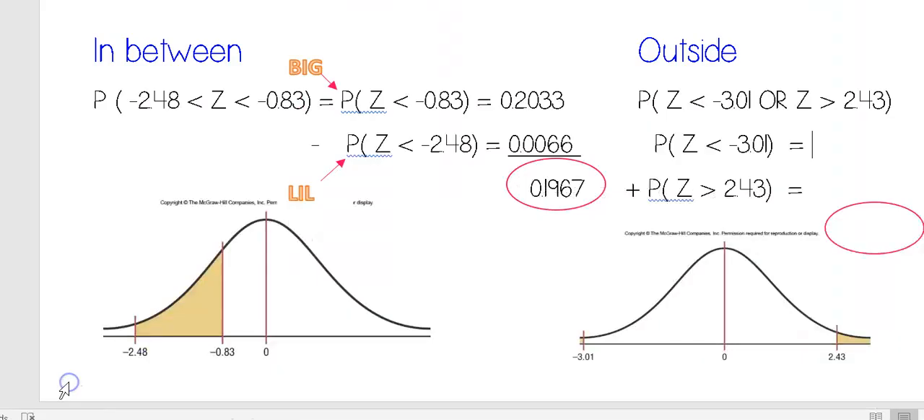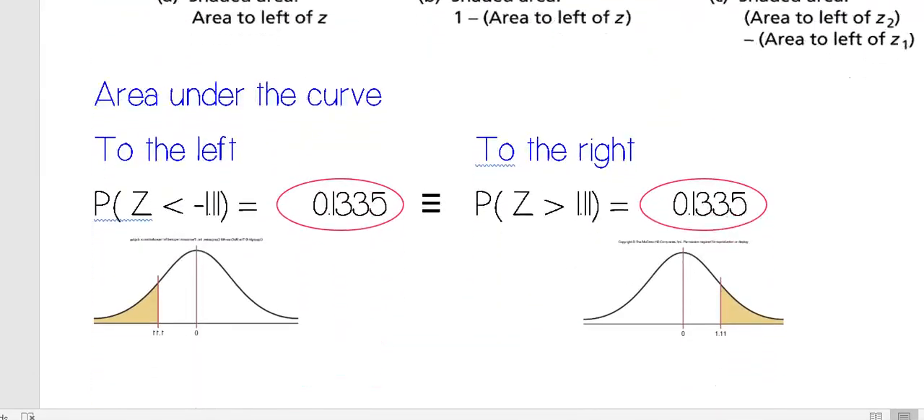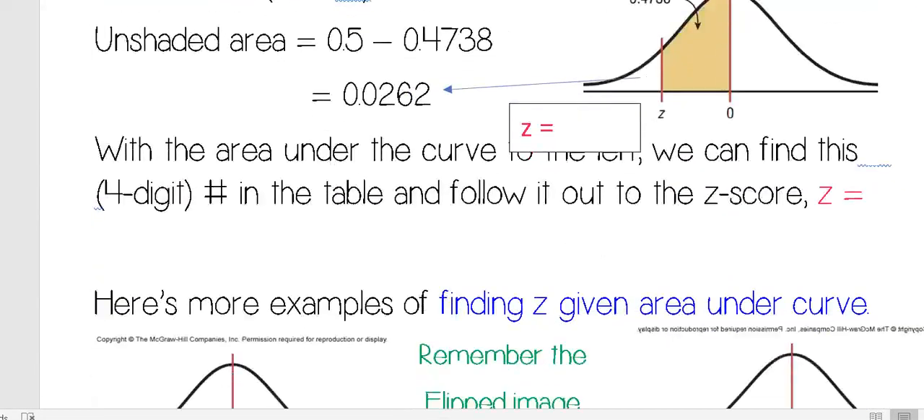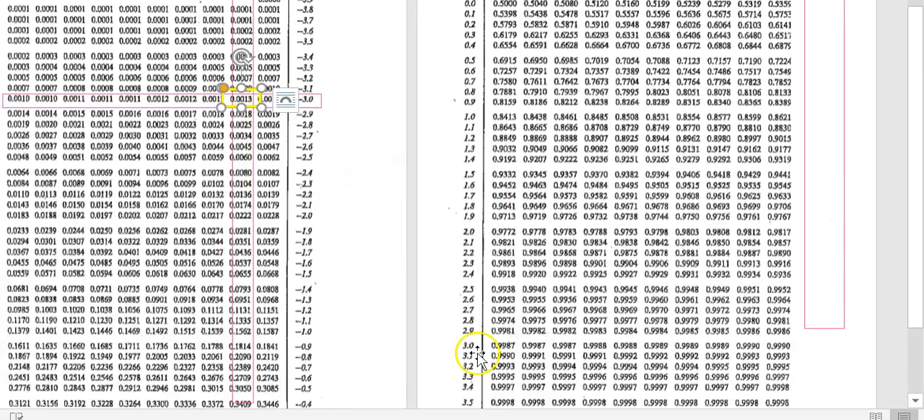So the first area under the curve that I'm going to plug in is 0.0013. And I need to add to that the area under the curve to the right of 2.43. But remember the flip transformation that we made in the first example, where we took the area under the curve to the right of a positive is equal to the area under the curve to the left of a negative. I'm going to use that same idea here to find the area under the curve to the left of negative 2.43.